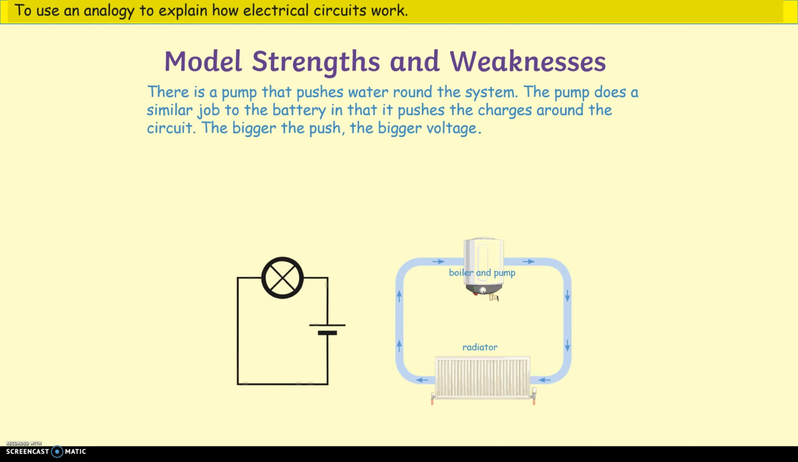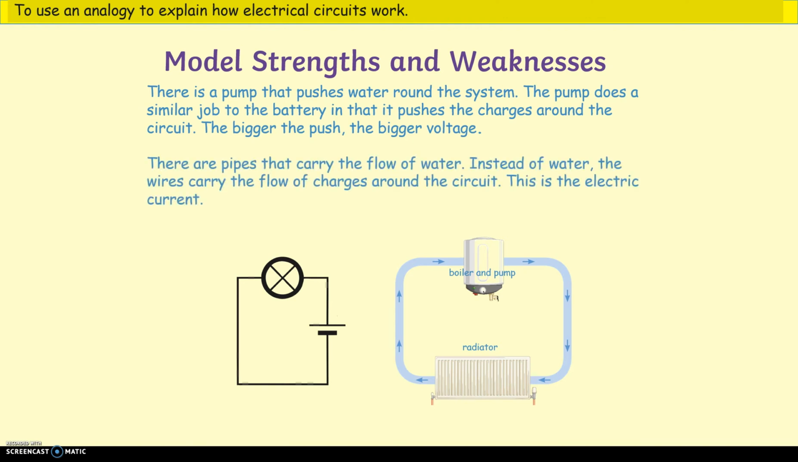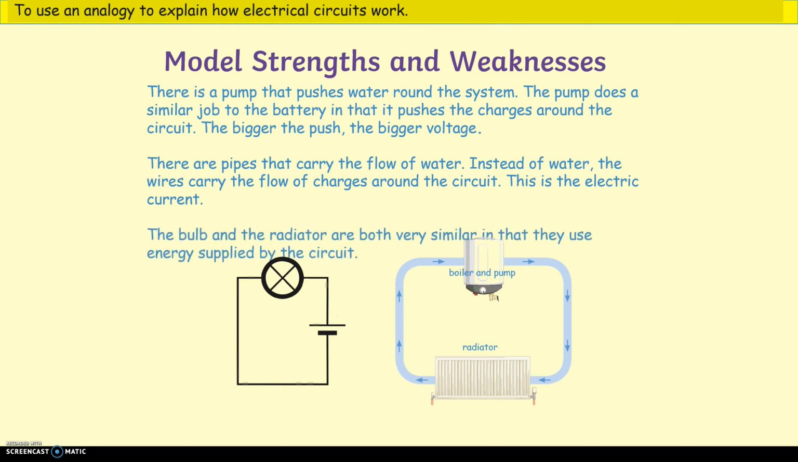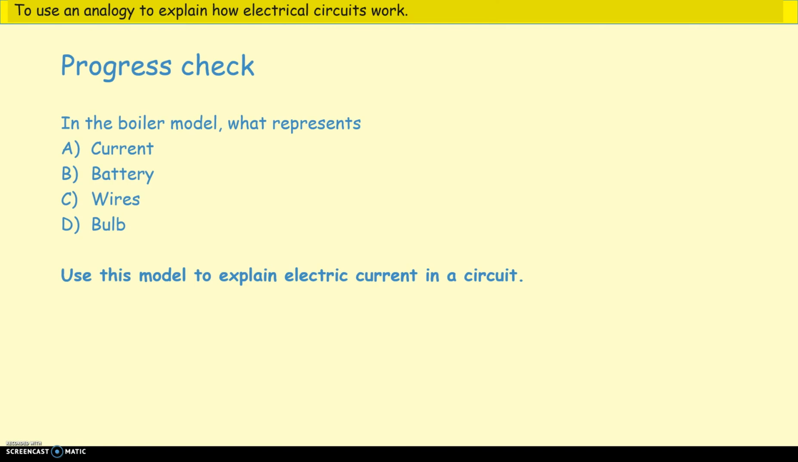So, there is a pump that pushes water around the system. The pump does a similar job to the battery in that it pushes the charges around the circuit. The bigger the push, the bigger the voltage. There are pipes that carry the flow of water. Instead of water, the wires carry the flow of charges around the circuit. This is the electric current. The bulb and the radiator are both very similar in that they use energy supplied by the circuit.